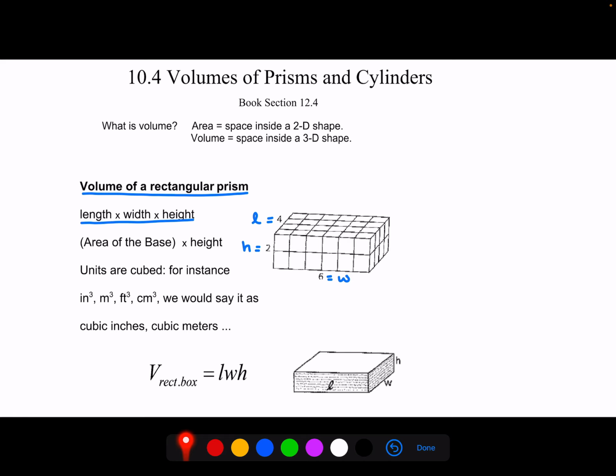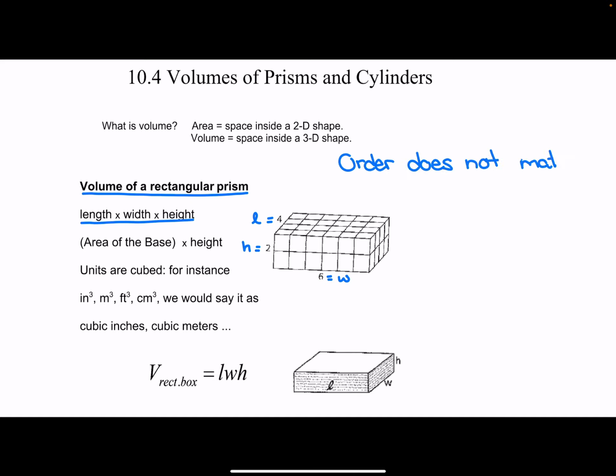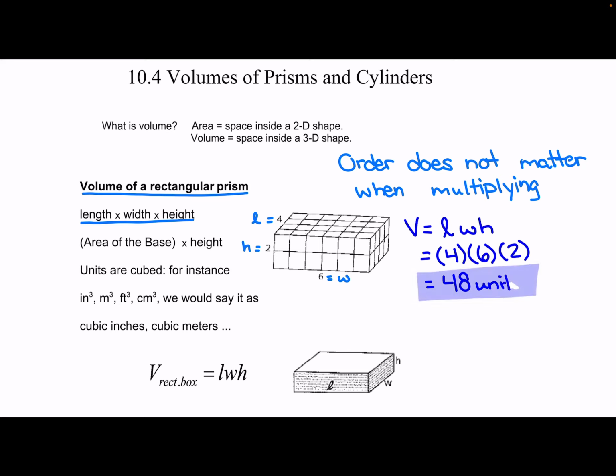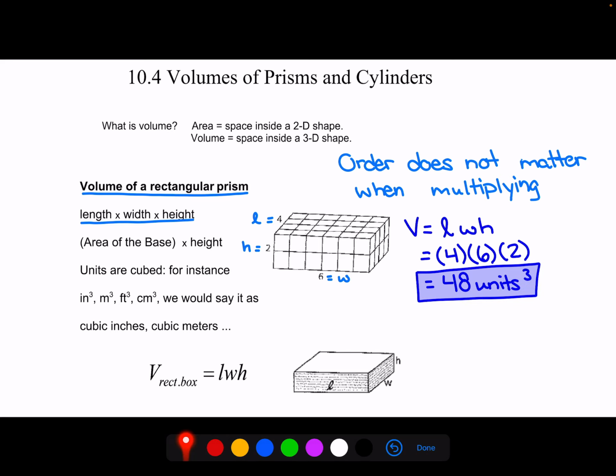For example, with this rectangular prism here, I can do 4 times 2 times 6, and that will get me 48. Or I can do 4 times 6, which is 24, times 2, which is also 48. But regardless, the order doesn't matter in which you multiply, because no matter what, you would still get the volume of 48 units cubed. So just keep that in mind. With rectangular prisms specifically, it doesn't matter the order in which you multiply.